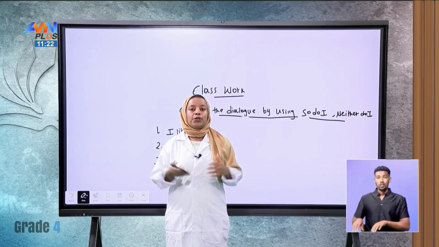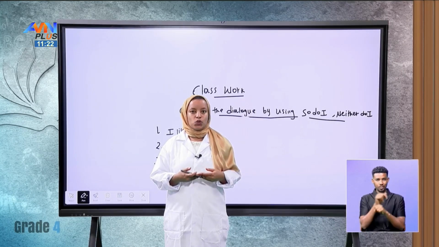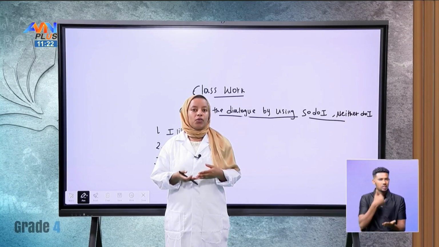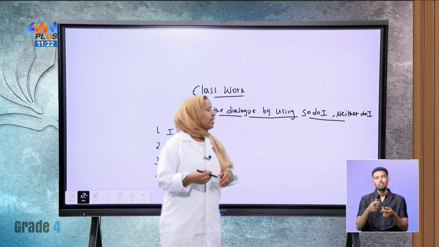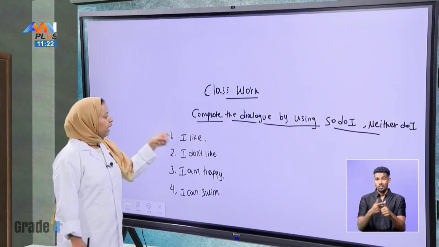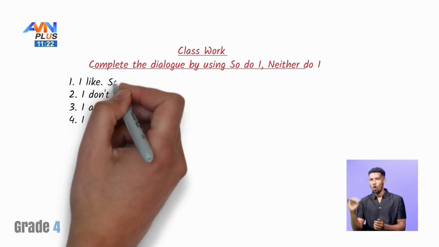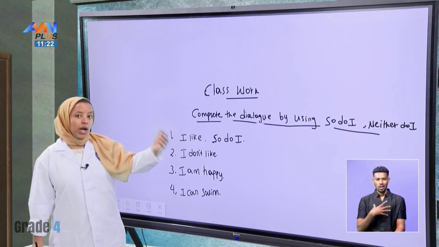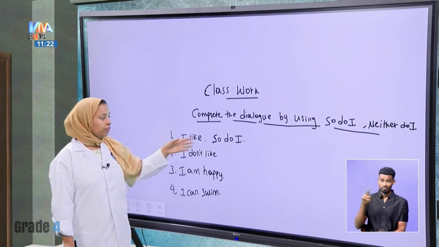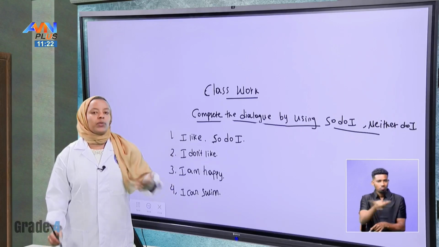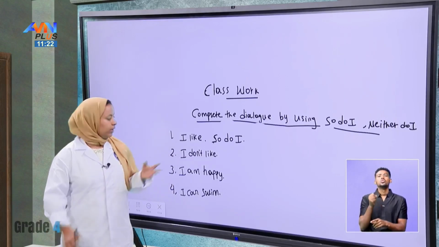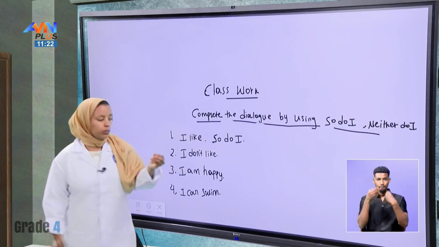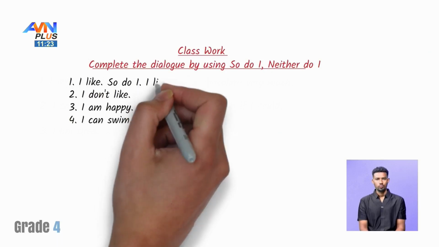Students, I hope you all have finished your activity too. So let us correct this classwork together and let us practice also. So here is the first question. I like. We can say what? So do I. Look, students, here. I like, so do I. This is a dialogue when we are talking with a person, with your friend, whatever. If the person says, I like, you can say, so do I. It means I like it too.